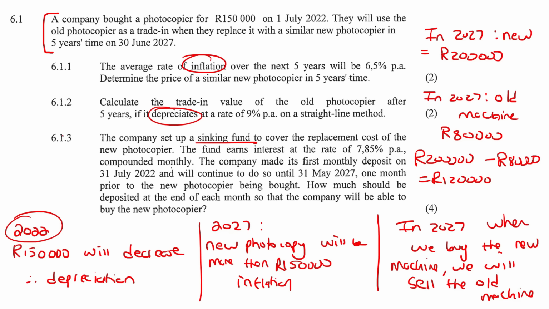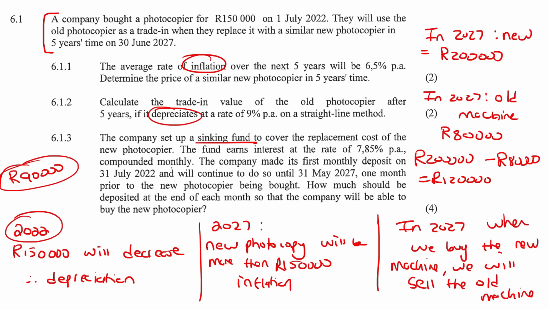But maybe the investment only started with 90,000 Rand. So maybe they only had to put in 90,000 Rand and then the investment will grow to become 120,000 Rand. So they're actually only spending 90,000 Rand to buy the new equipment and not 120,000 Rand because they were investing. And that's the whole idea behind the sinking fund.